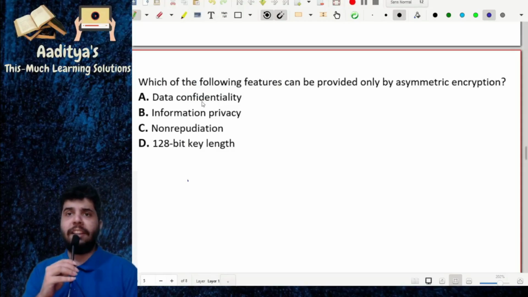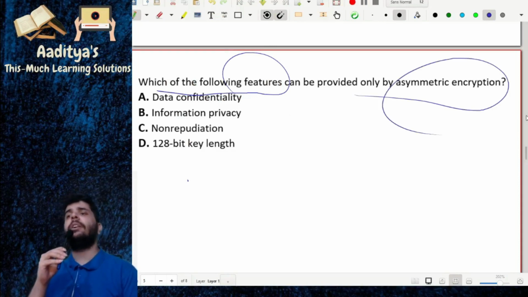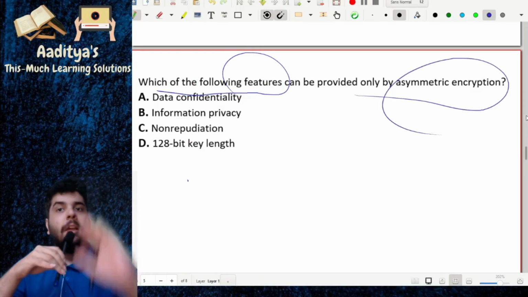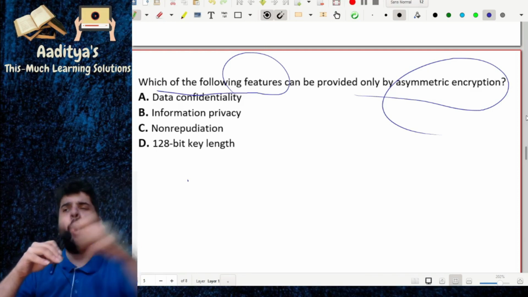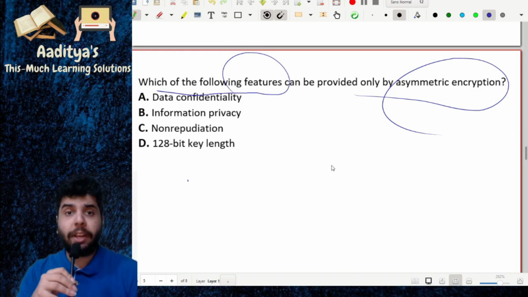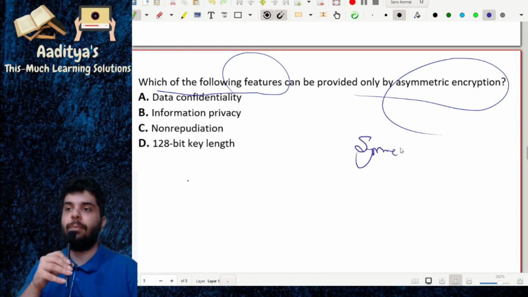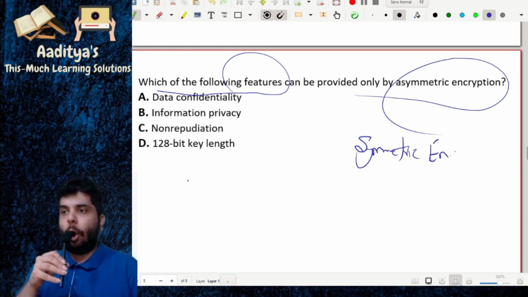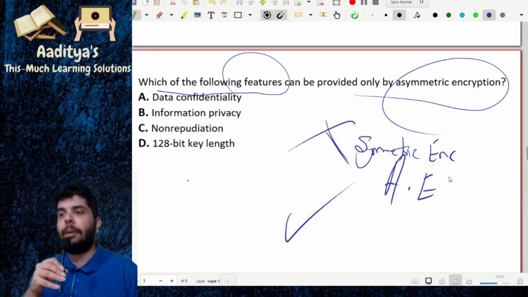Alright, let's look at the next question. Which of the following features can be provided only by asymmetric encryption? Again, read this question. Which of the following features can be provided only by asymmetric encryption and not by symmetric encryption? Not by symmetric encryption, but only by asymmetric encryption.